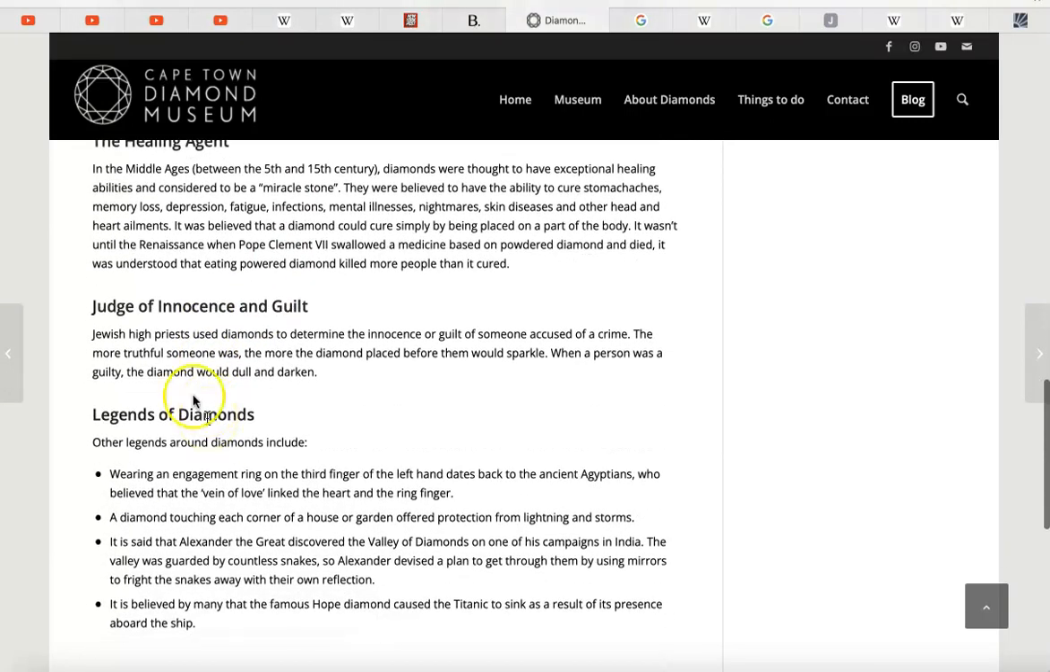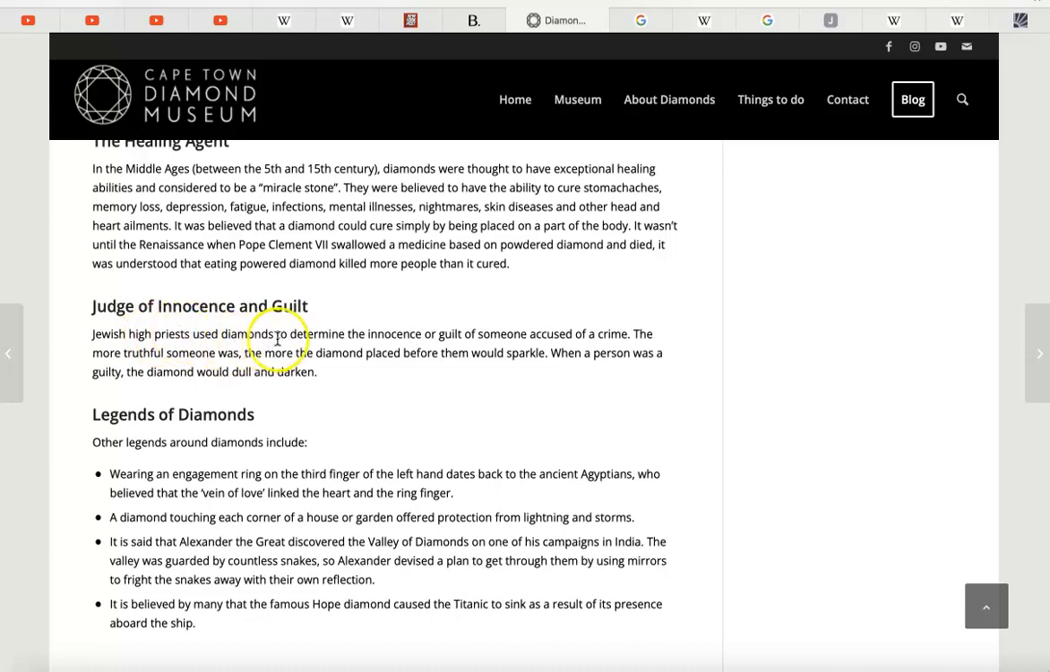This is why I was looking up Jews here, because it does mention Jews and Judaism. Judge of innocence and guilt. I didn't know this. Jewish high priests, who I believe were the only ones allowed in the temple, at least in the ancient times. I don't know anything about modern Judaism, so y'all let me know if I made a mistake, if I got some information wrong. Please do correct me, because I want to learn.